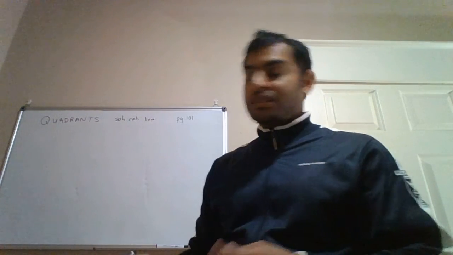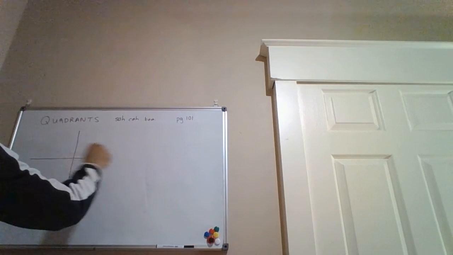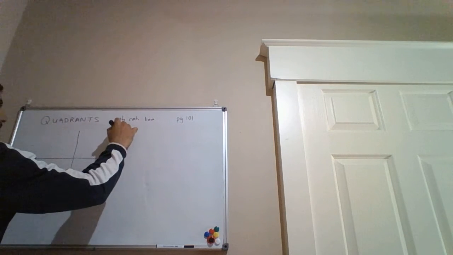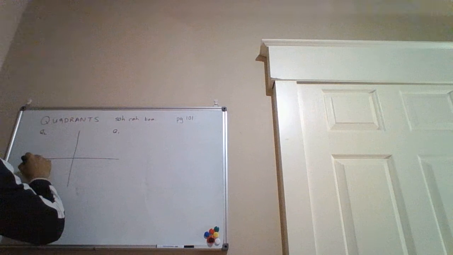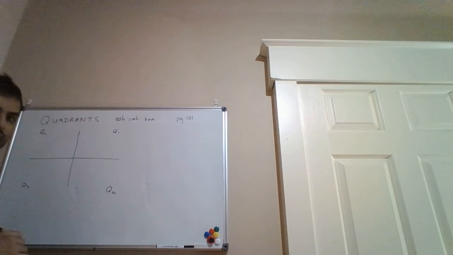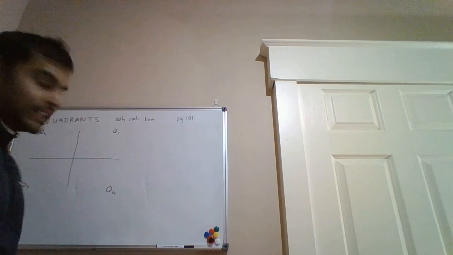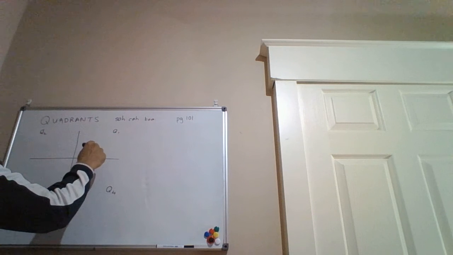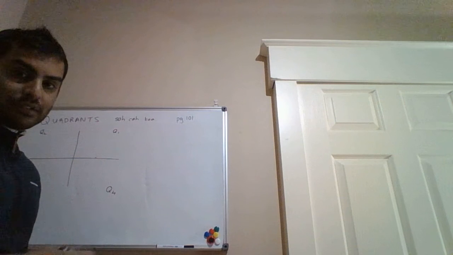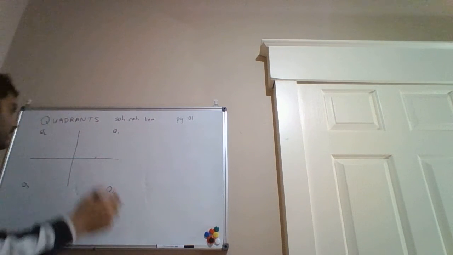So just to refresh on our quadrants, we have four of them. First quadrant, second, third, and fourth. Each of these quadrants has size 90 degrees, and when we go around in an anti-clockwise direction, we make a full rotation: 4 quadrants, 4 times 90, 360 degrees.